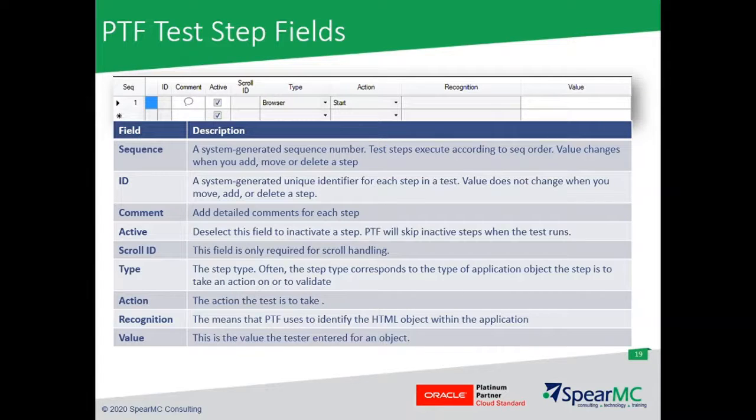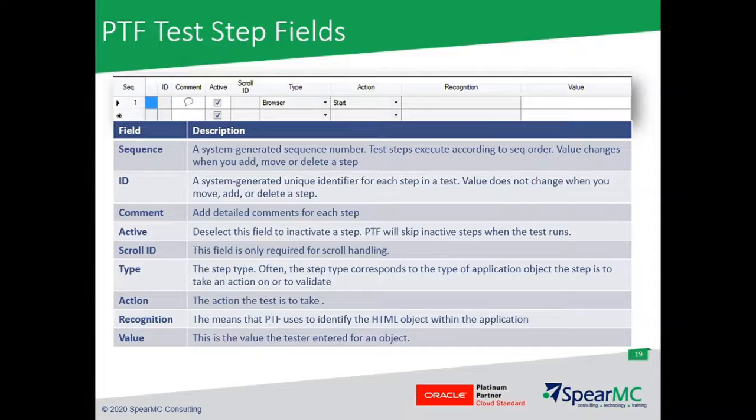You have comments. When you click on the comment icon, a comment field will open up. This allows you to add detailed comments for every step. Next, you have active, which is the checkbox. Deselecting this field will inactivate a step. PTF will skip inactive steps when the test runs. PTF syntax checks are also skipped on inactive steps. Each step will be listed as active by default.